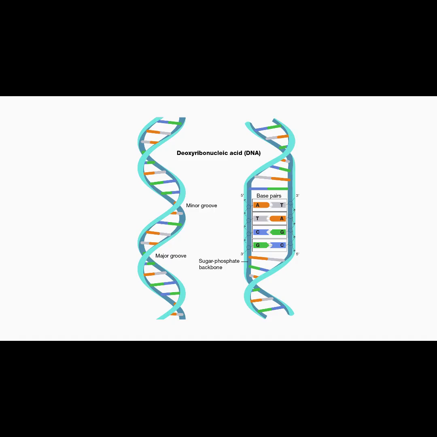Inheritance patterns. Each parent provides one set of genes. Children receive a mix of genes from both parents. This is why siblings can look different even though they have the same parents.